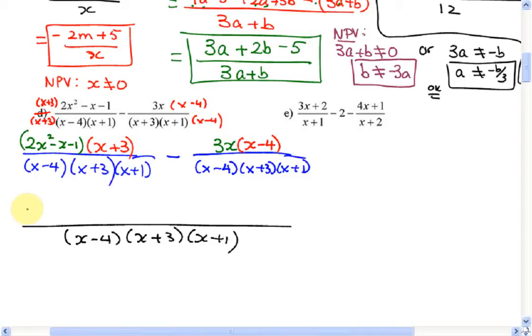So maybe I'll just write out this. I'll go 2x squared times x gives us, somebody help me out? 2x cubed, thank you. 2x squared times 3, which gives us 6x squared. And then now you have the negative x times x gives us a negative x squared. And a negative x times 3, which gives us minus 3x. And then a negative 1 times x, which is negative x. And a negative 1 times positive 3, which is minus 3. Okay? That's just that part on the left.